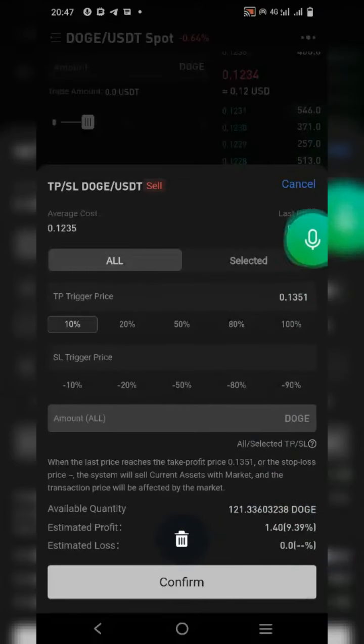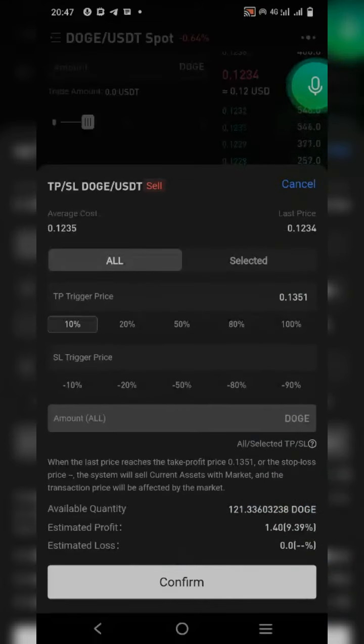Observe this point. If I click 10% profit, this is what I'm getting. I'm going to sell. I have an available quantity of 121 Dogecoin. Estimated profit is going to be 1.4 US dollars. That's because I'm selling all the Dogecoin at 10% profit. I think that calculation is correct because I spent like $14 to trade. Estimated loss: there is no loss yet because I haven't included the stop loss trigger price.